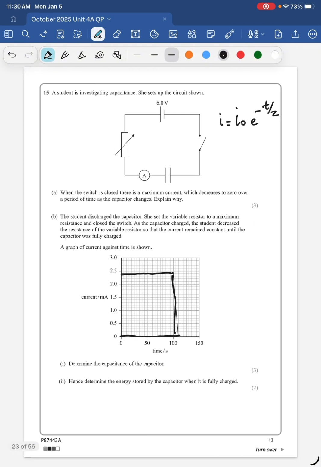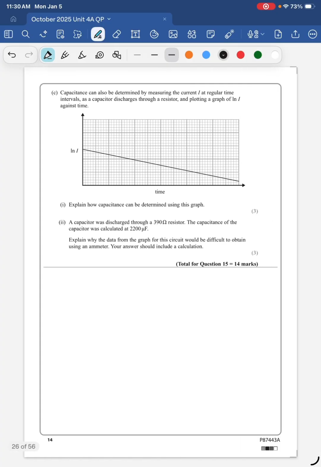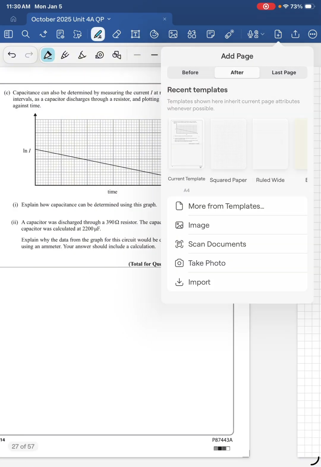Are there any more questions there? No. Okay, let's move to part C. Capacitance can also be determined by measuring the current I at regular time intervals as a capacitor discharges through a resistor and plotting a graph of ln of I against time. Explain how capacitance can be determined using this graph.